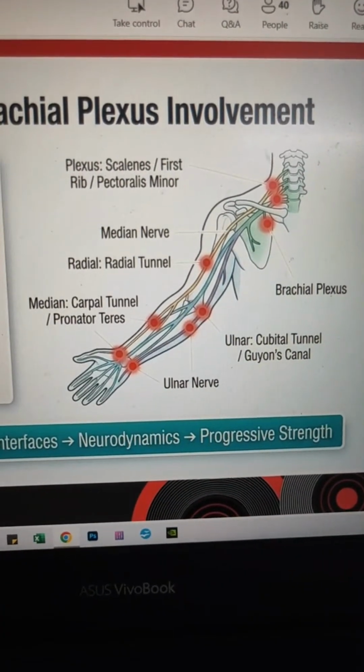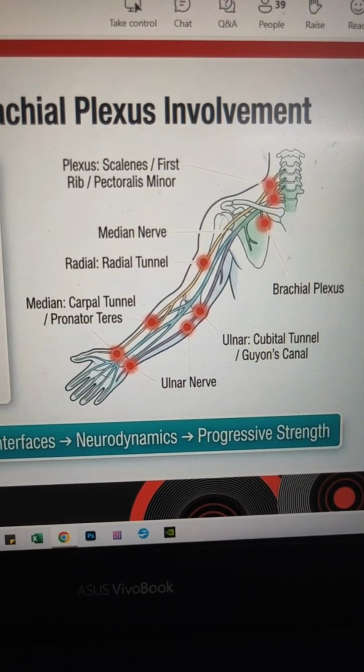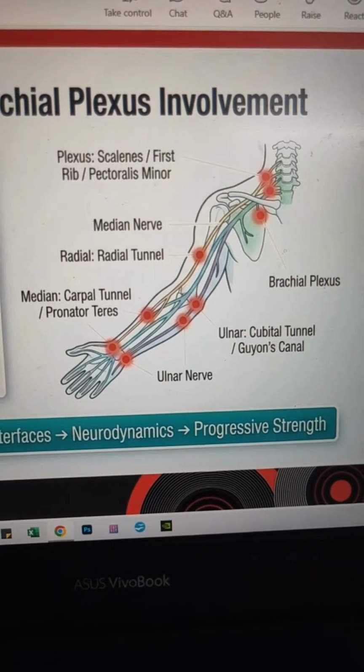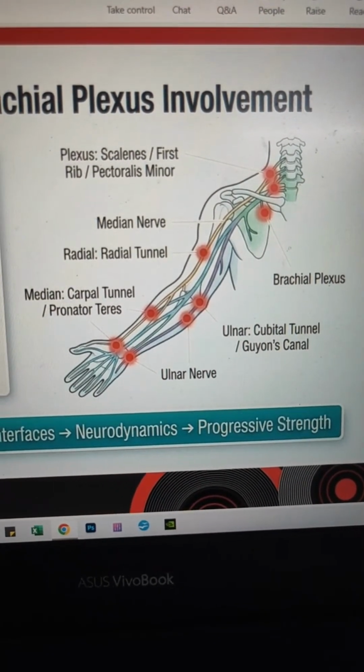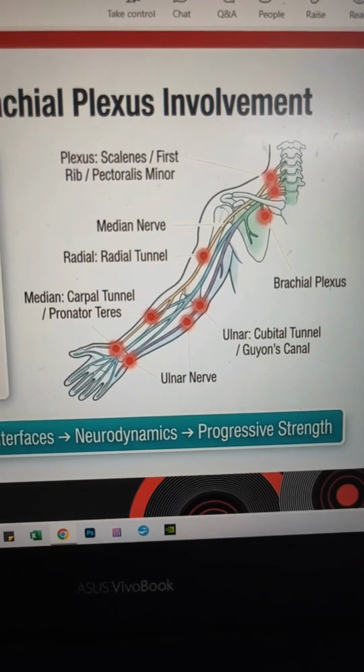And in the proximal area, what we should also assess are the scalenes, the first rib, and the pectoralis minor area, because these are the ones that can alter the mechanical stress on the brachial plexus.